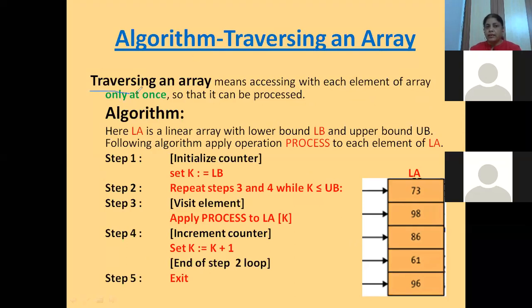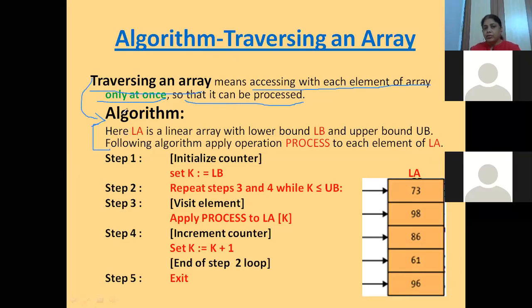Okay. Traversing an array means accessing each element of the array only once so that it can be processed. So traversing means visiting. Like this is a linear array. LA is the name. Look, here I have written a paragraph that shows the purpose of this algorithm. These two lines you can also add in your paragraph. What is traversing? Accessing each element of the array only once.